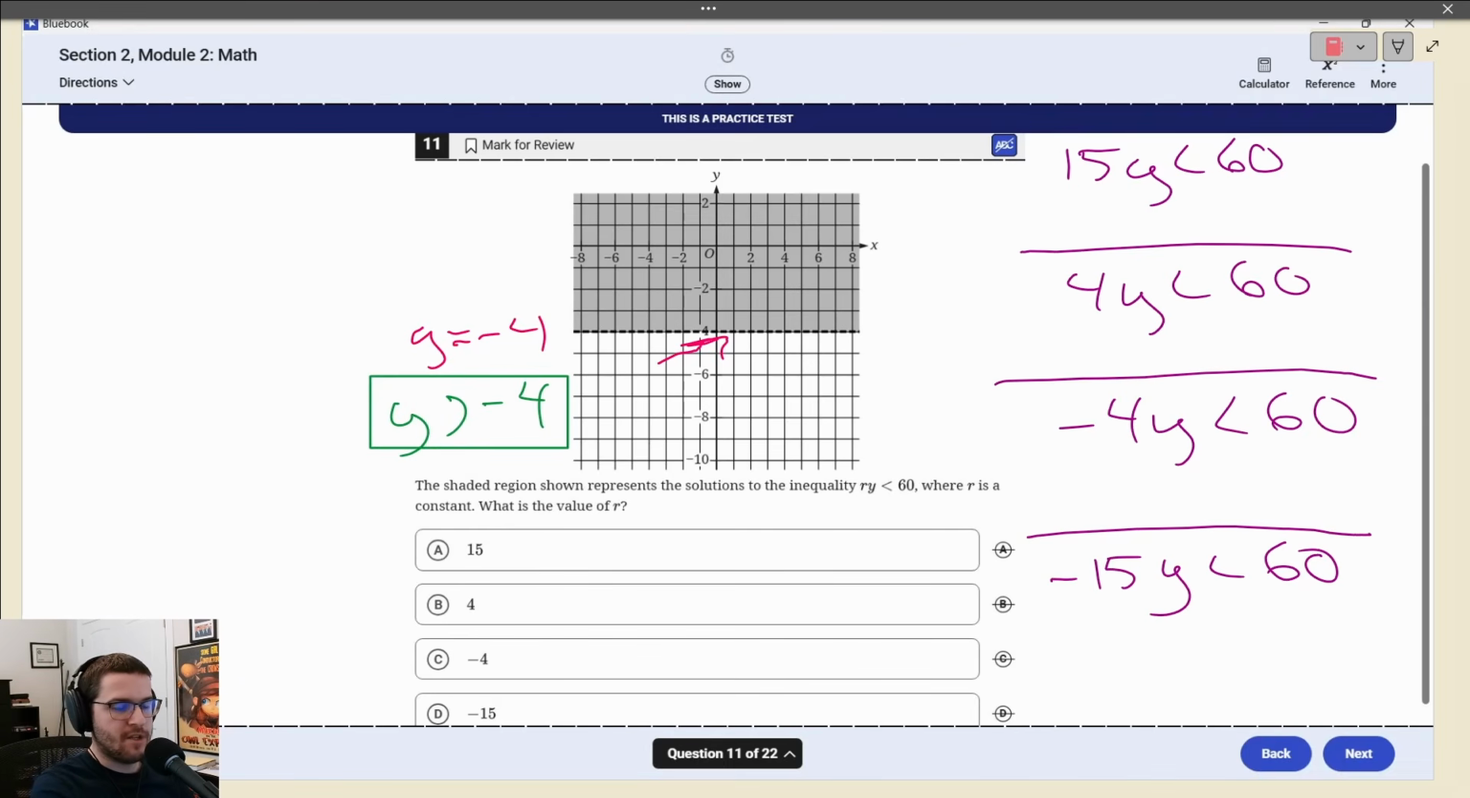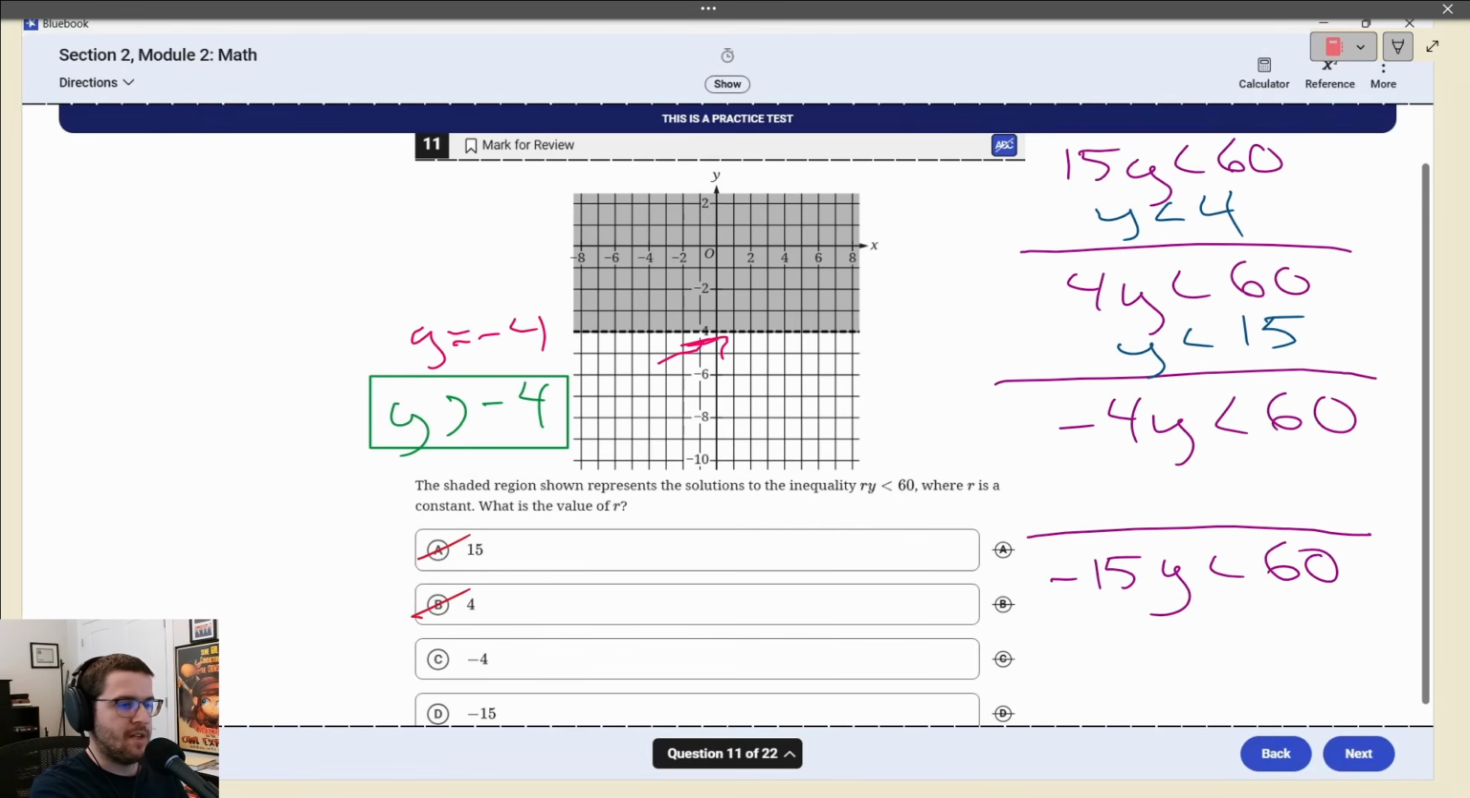So we're going to now guess and check all these other ones and see which one gives us that. Let's see here. I divide both sides by 15. I get y is less than 4. That is not right. A is out. Okay, I divide both sides by 4. I get y is less than 15. That is definitely not right. That's not even the right bound.